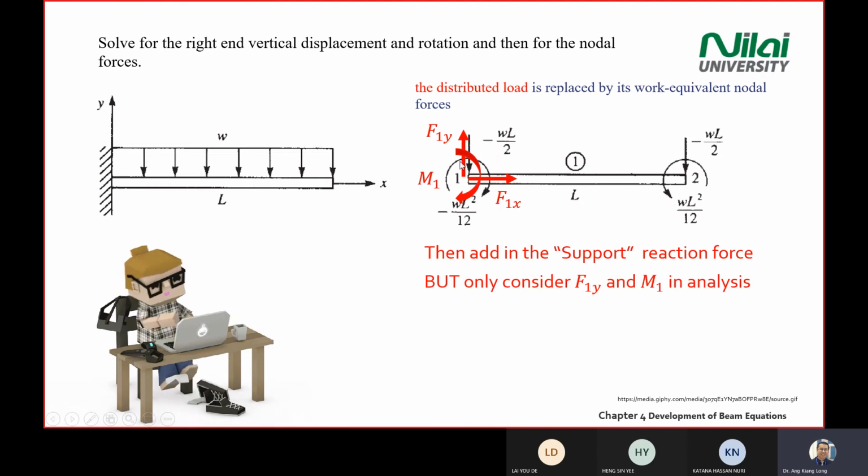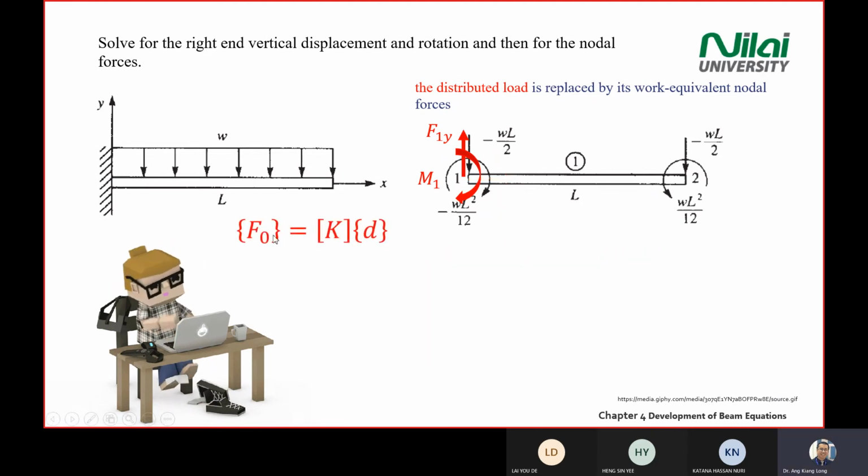So F1y will create a moment when you stand at point number 2. And there is a moment, capital M1, here that contributes to the reaction for this beam. Okay, now for chapter 4, we will not consider F1x. And just back to the question asked by Katana or Hassan just now: when you did statics or dynamics, you were going to calculate F1x. But in this case, we don't need to consider F1x.